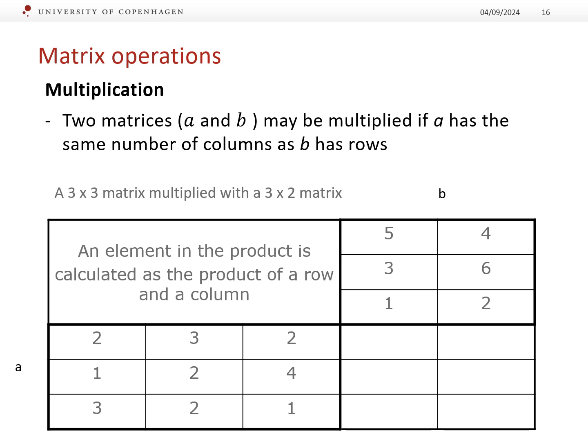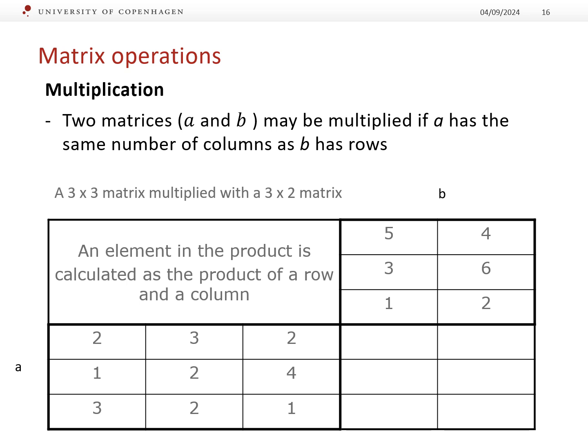Two matrices, A and B, can only be multiplied if A has the same number of columns as B has rows. So here we have matrix A, which is a 3 by 3 matrix, 3 rows, 3 columns. And we have matrix B, which is a 3 by 2 matrix. So it has 3 rows, 2 columns. So in this case, I can multiply A and B because A has 3 columns and B has 3 rows.